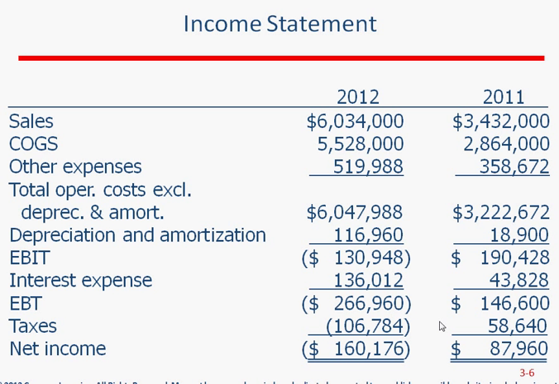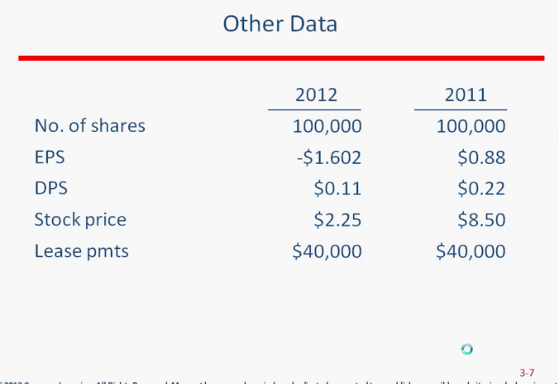Taxes are subtracted off from there. You see that this is a parentheses, a negative number. So because of this large loss, the company actually is getting a tax credit of 106,000, which makes their net income a negative 176 as opposed to the previous year when it had a positive net income of 87,960.